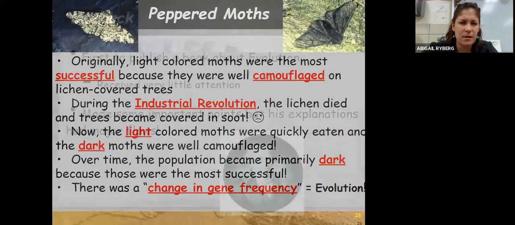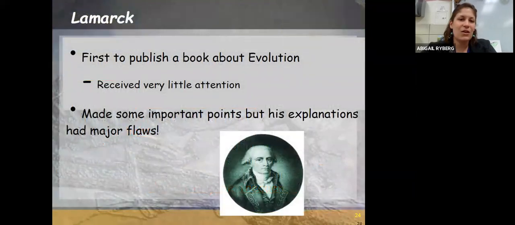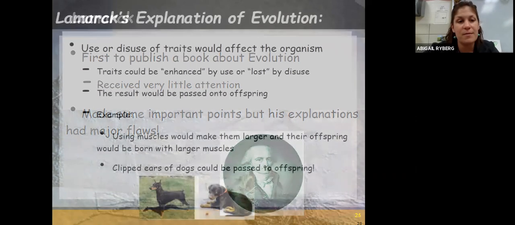Okay, so let's take a look at a few of the scientists. One scientist named Lamarck was actually the first to publish a book about evolution, but he didn't get much attention. He made a few important points, like he was looking at some of the right things, but his explanation of why they were occurring had major flaws.